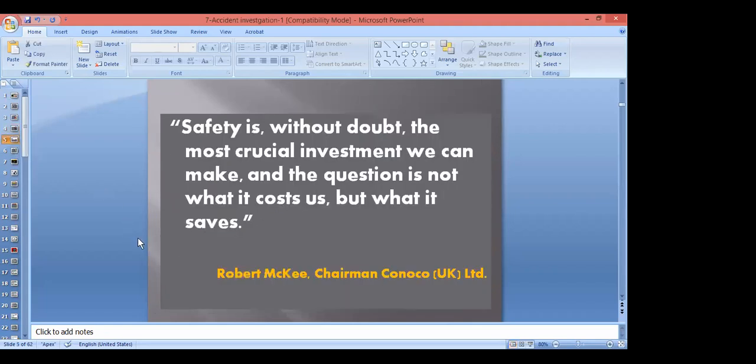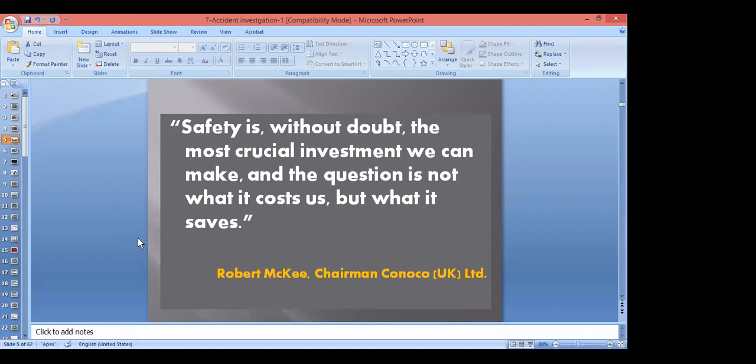Then what is exactly the safety means? Safety is without a doubt the most crucial investment. We should not doubt the investment on safety. The management should not be doubtful about investing in safety.